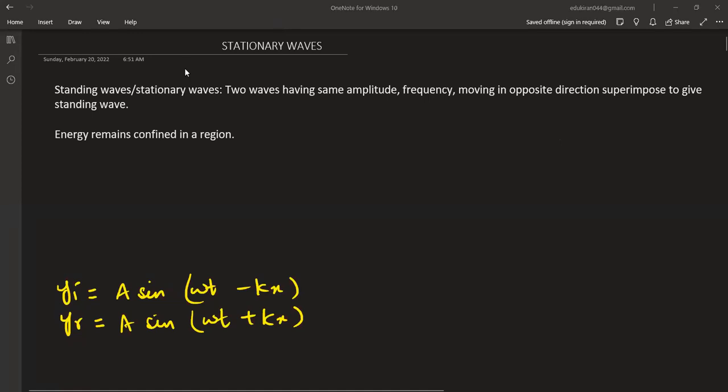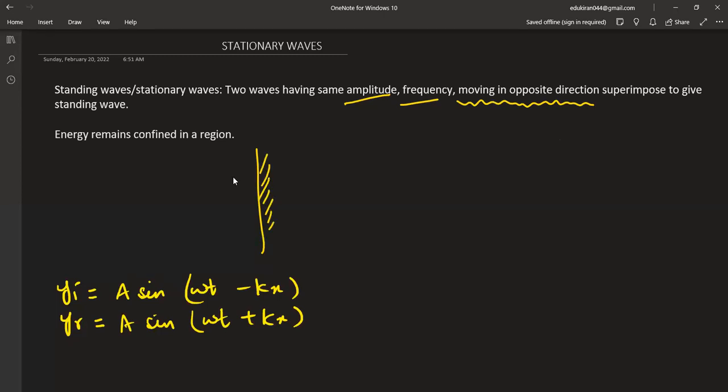See, starting with the interference is completed. Now we will move to standing waves or stationary waves. Here the amplitude will be the same, and the frequency will also be the same. The only difference is that the waves should move in the opposite direction. They should superimpose to give the standing wave. Understood? Energy remains confined in a region.